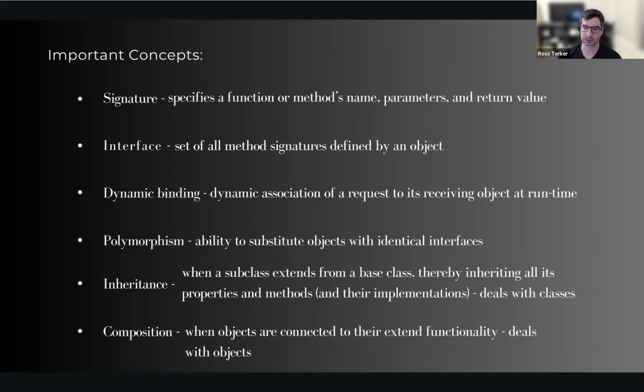Here are a few important concepts to keep in mind as we consider why we use design patterns and how they work. A function or method signature specifies its name, parameters, and return value. The set of all method signatures defined on an object is called its interface. In essence, an object's interface exposes all the ways in which other objects can interact with it. Any request that matches a signature in the object's interface may be sent to the object.